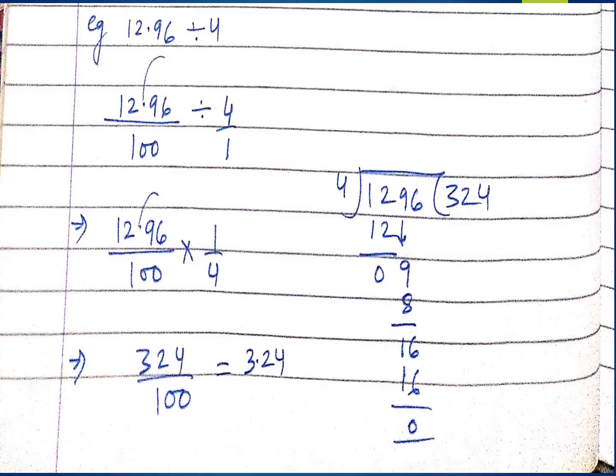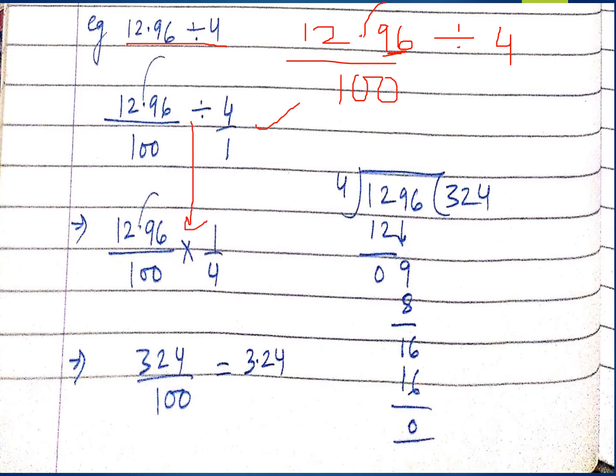Now 12.96 divided by 4. Same question. First we will remove the decimal. While removing, what will happen? 1 will come for the decimal and there are two digits, so 0 0 like this. Again you will make it multiplication and take the reciprocal of this second term. Then again we will not touch this 100 until and unless it is very important.